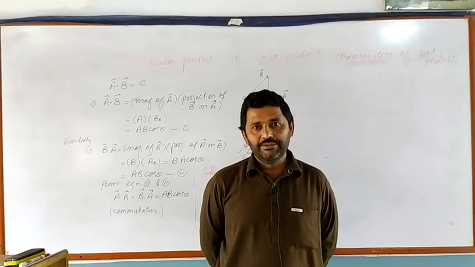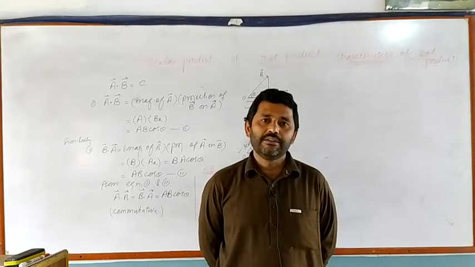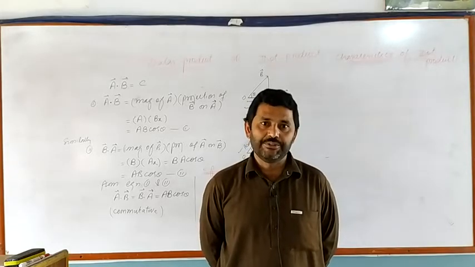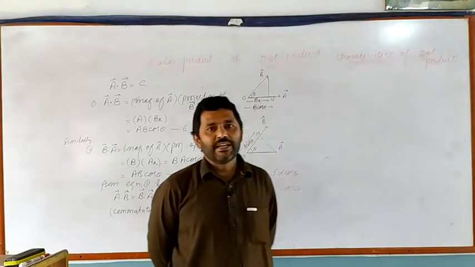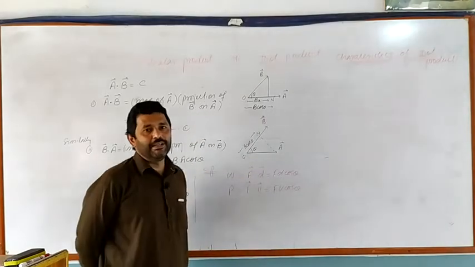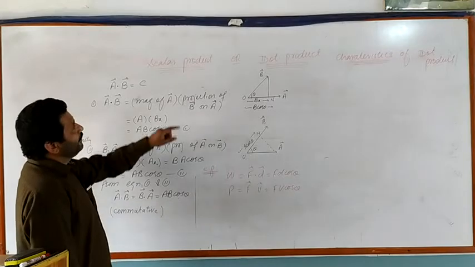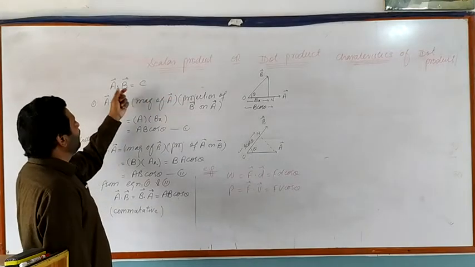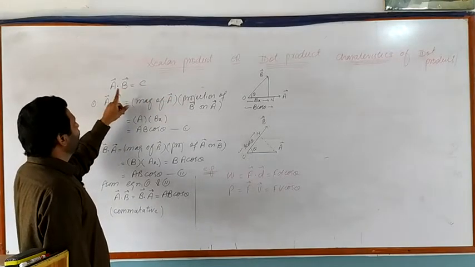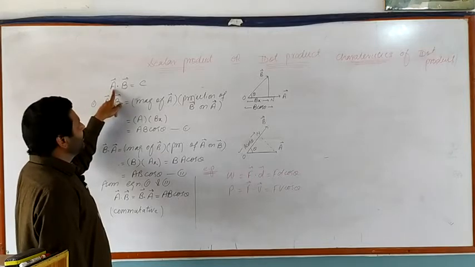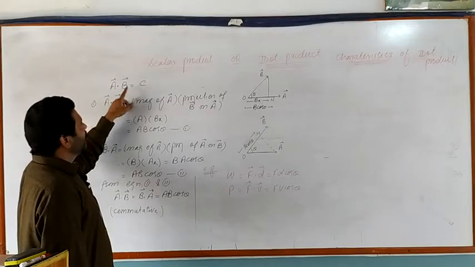Our topic for today is scalar product or dot product of vectors. It is a type of multiplication of vectors. In this topic we will multiply two vectors. Suppose vector A and vector B.